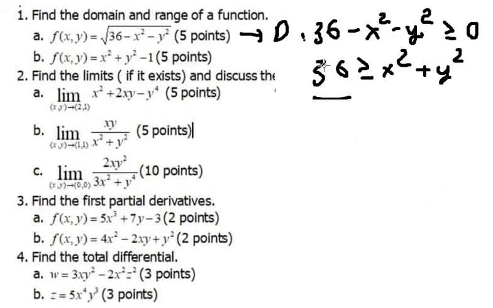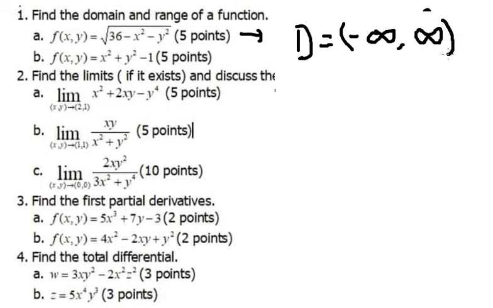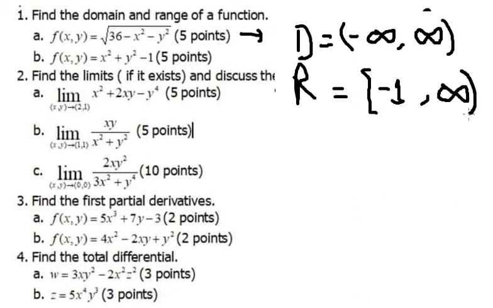Question 1b. We see that the domain is negative infinity to positive infinity. About the range, we see that the lowest is negative 1 because this is an even power. So we will start from negative 1 when x and y are equal to 0, and later they go to positive infinity. This is for B.